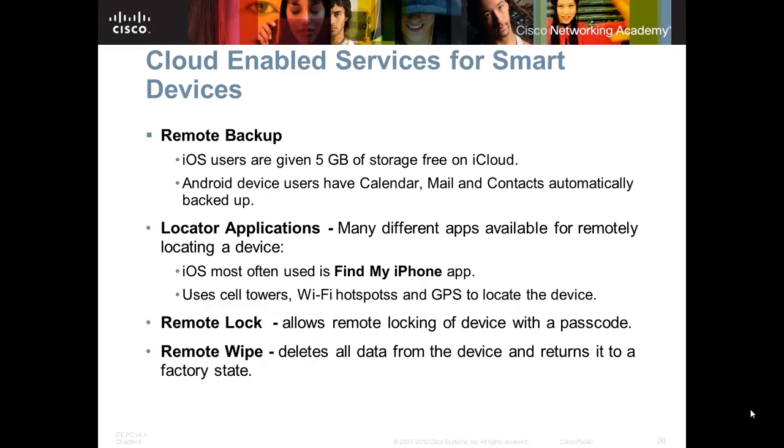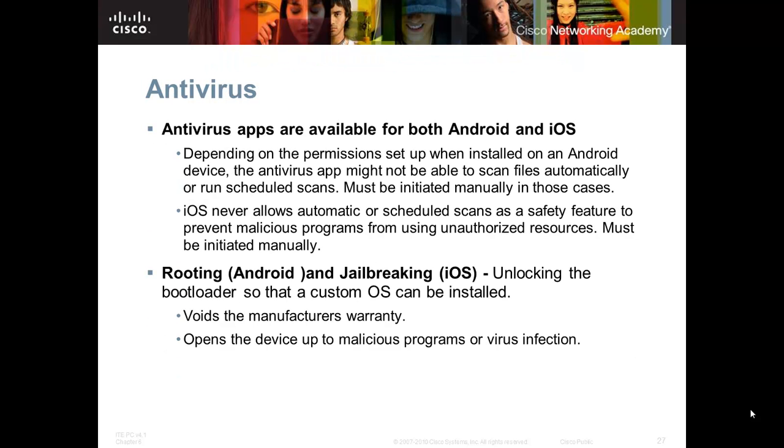Many mobile devices have cloud-enabled services that go along with them. For example, the iOS gives users 5 gigabytes of storage free on what's known as their iCloud. Android devices have calendar, mail, and contacts automatically backed up on the cloud. Again, what we mean by the cloud is a service that's hosted on the internet and not on your local area network. Some other types of cloud-based services that you may hear about are locator applications, remote lock, and remote wipe. There are antivirus applications available for both the Android and the iOS, although they're typically not loaded by default when you get one of those devices.